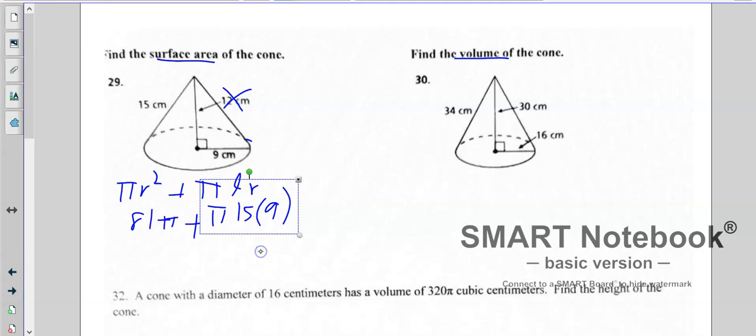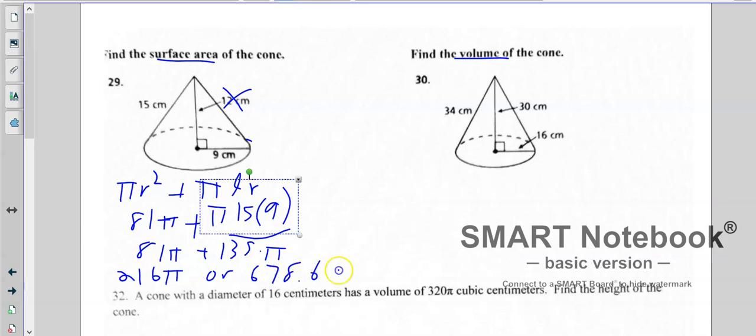Well, this is 135. So 81 pi plus 135 pi gives us 216 pi, or if we multiply it out, which is not needed, 678.6 square centimeters. Now it's a 3D object, but we're talking about the surface area, and area is always in terms of square units. Okay? So again, if your instructions do not say to round, you can stop right there and move on to the next problem.